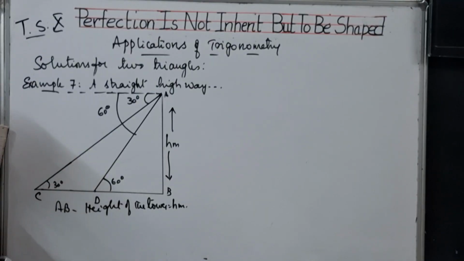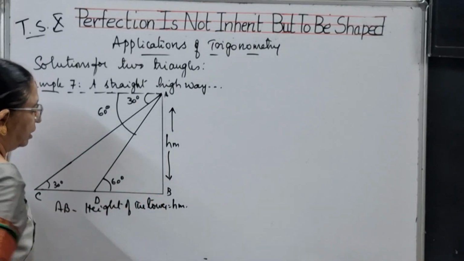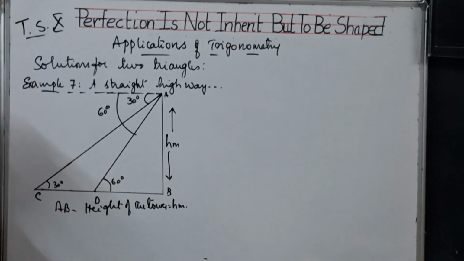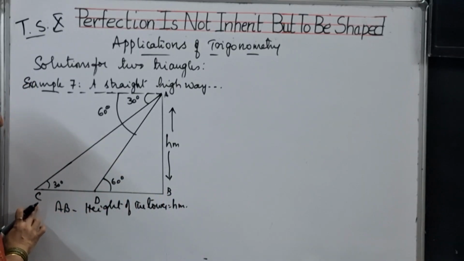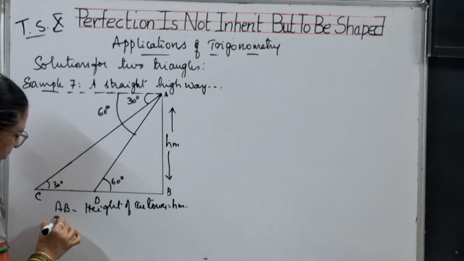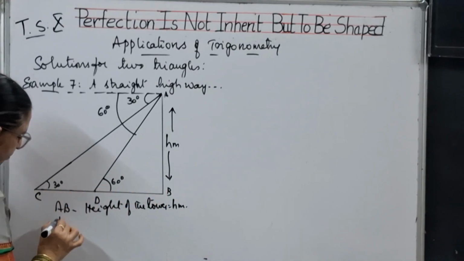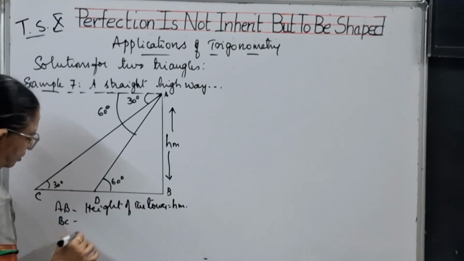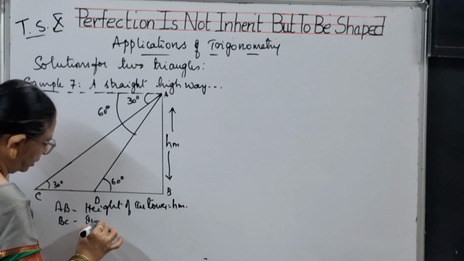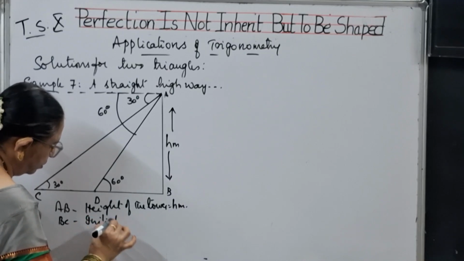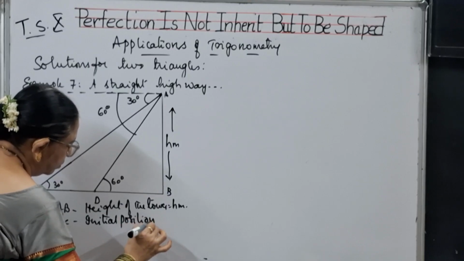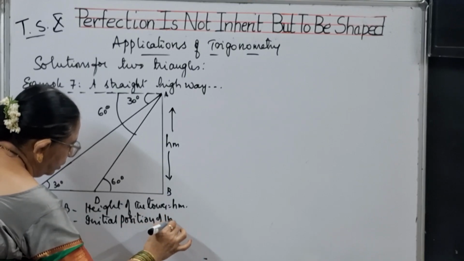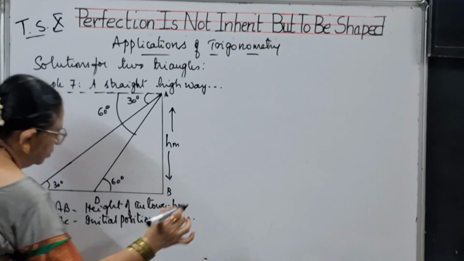And BC is the initial distance between the tower and the car. BC I'll write. BC is the initial position of the car.